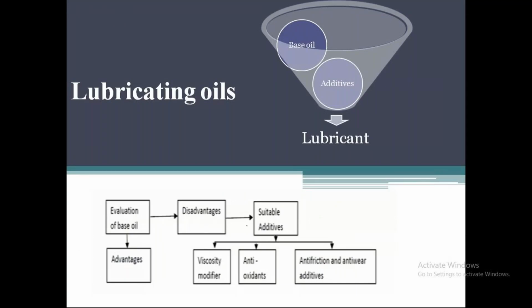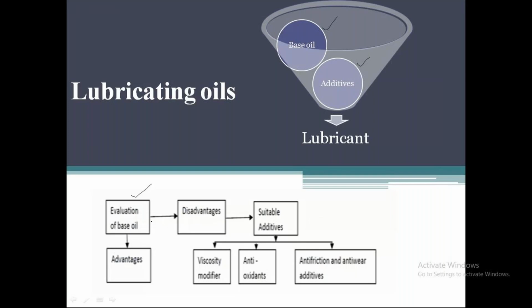Now we will see how these lubricant oils are prepared. It is very straightforward. We need a base oil, as you can see in the picture, and we need additives. If we have these combinations, we can get a lubricant. Even so, it is a bit complicated if you go into detail. So the first job is to select the base oil. Evaluation of the base oil is the first step.